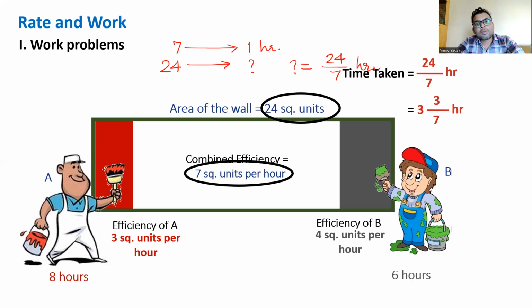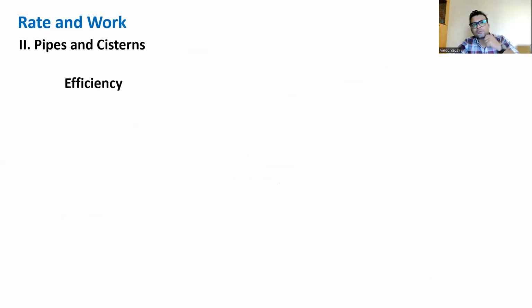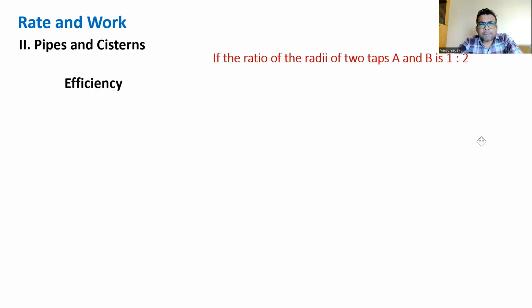Keep this in mind. But when you don't know the individual time taken, you can go for that unitary method, one upon, all right? Cool. Now, pipes and cisterns, something very similar logic, nothing new. That is why this is connected absolutely with this topic only. Cistern means like a tank, okay?